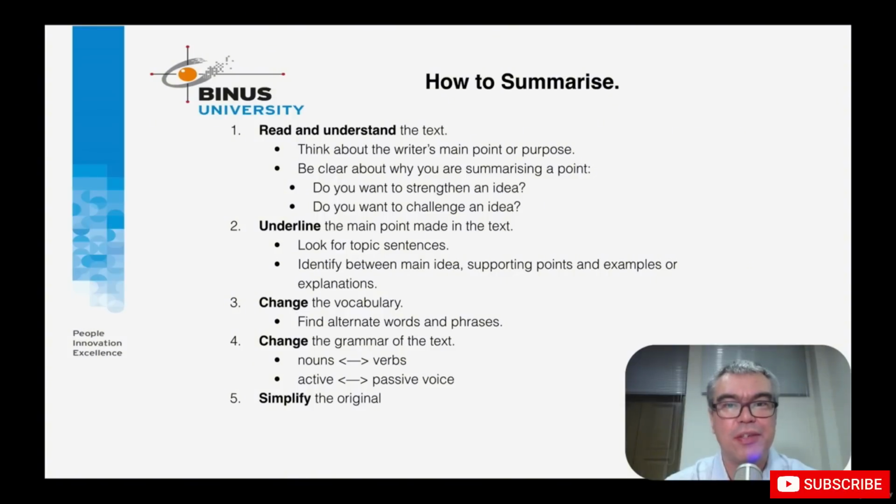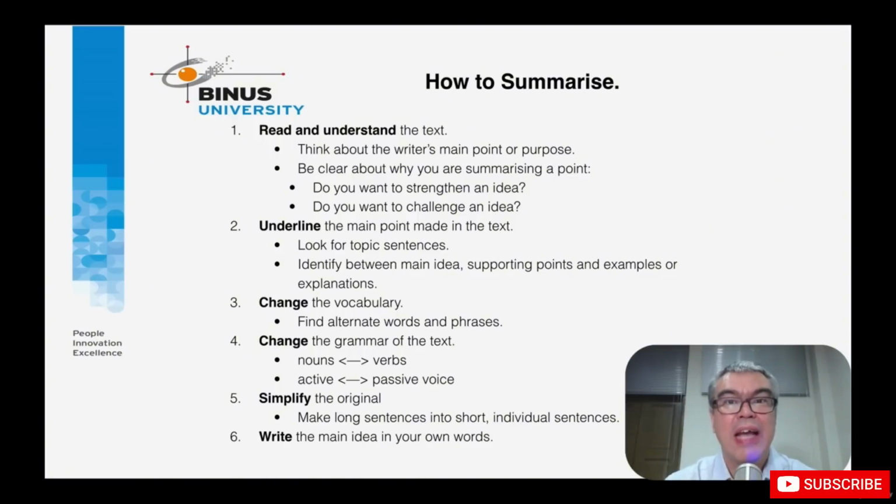Step number 5 is to simplify the original text. And you can do this basically by making the sentences shorter and simpler. Finally, step number 6 is you are now ready to write your own sentences. So checking your grammar, checking the vocabulary, and writing short sentences, these will be the note-taking stage, and you just need a pen and pencil to scribble out your ideas. Step number 6 is to put all these ideas together and write a summary.